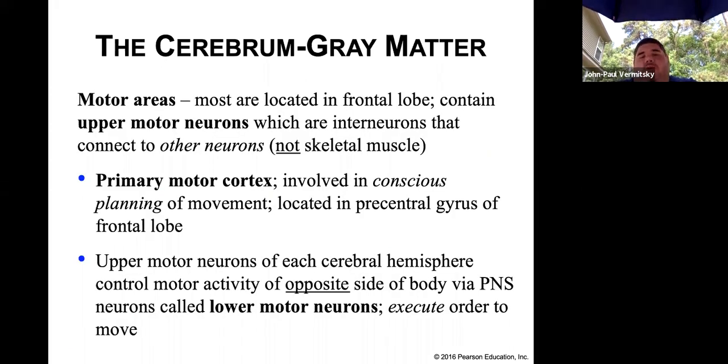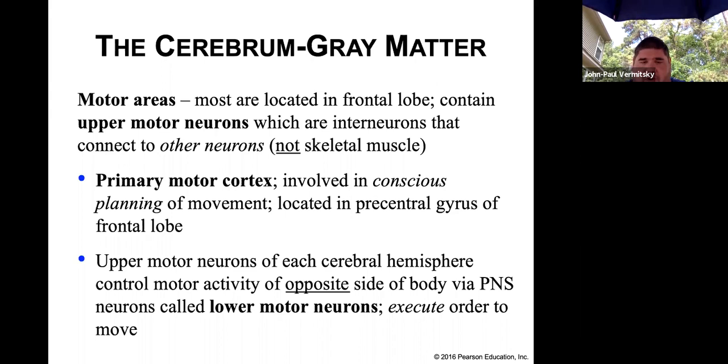So looking at the motor areas, most are located in the frontal lobe. These will contain upper motor neurons, which are interneurons that connect to other neurons, not skeletal muscle. The primary motor cortex is involved in conscious planning of movement and is located in the precentral gyrus of the frontal lobe.